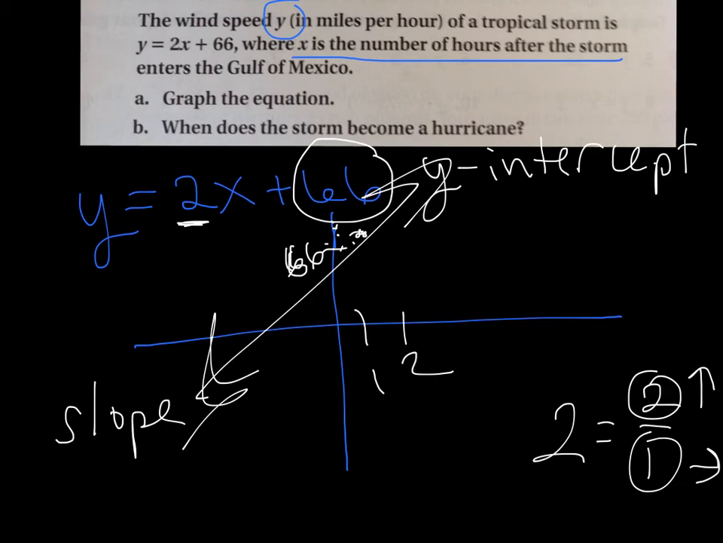And then, when does the storm become a hurricane? Well, you can't see this bit of information, but alongside the problem it says a tropical storm becomes a hurricane when wind speeds are at least 74 miles per hour. So wind speed is dealing with which variable, x or y? Y, right? So we would plug in, I'm going to go ahead and erase.